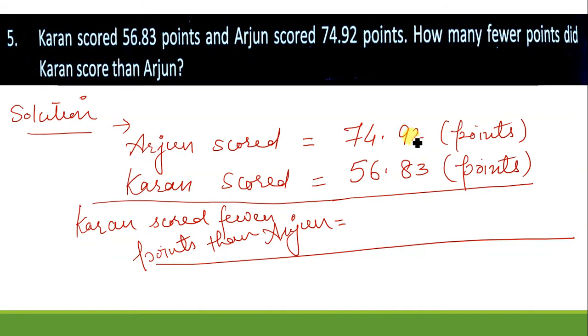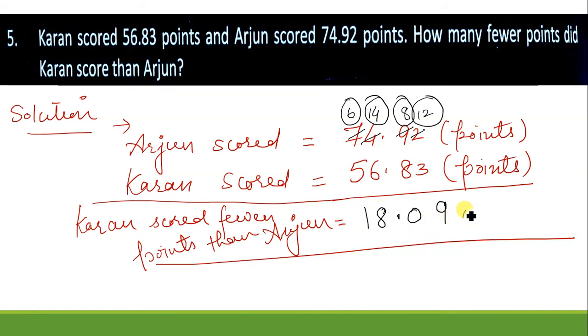Now 2 will become 12. 12 minus 3, and it will go 8. Then it will become 14 and it will become 6. Yes. Now 12 minus 3, 9. 8 minus 8, 0. 14 minus 6, 8. And 6 minus 5, 1. So 18.09 points. This is your answer. And you know how to add and how to subtract the decimal numbers.